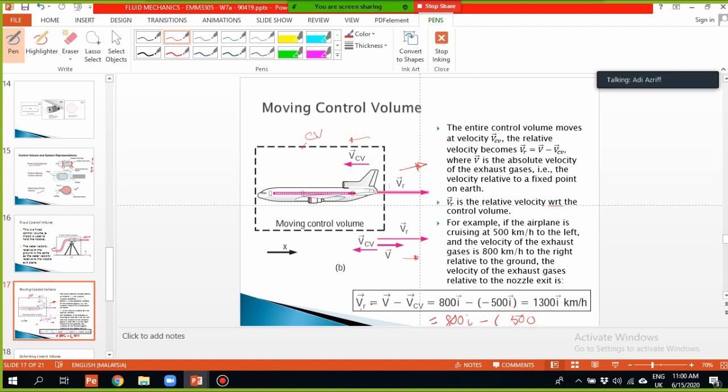But we need to understand that VC becomes negative because the direction of VC is towards the left. Any direction on the right becomes positive, and any direction towards the left becomes negative. That's why you should put negative for the control volume. At the end you get 1300 km per hour. So for the moving control volume, you need to determine the correct direction of each VR, V, and VC.